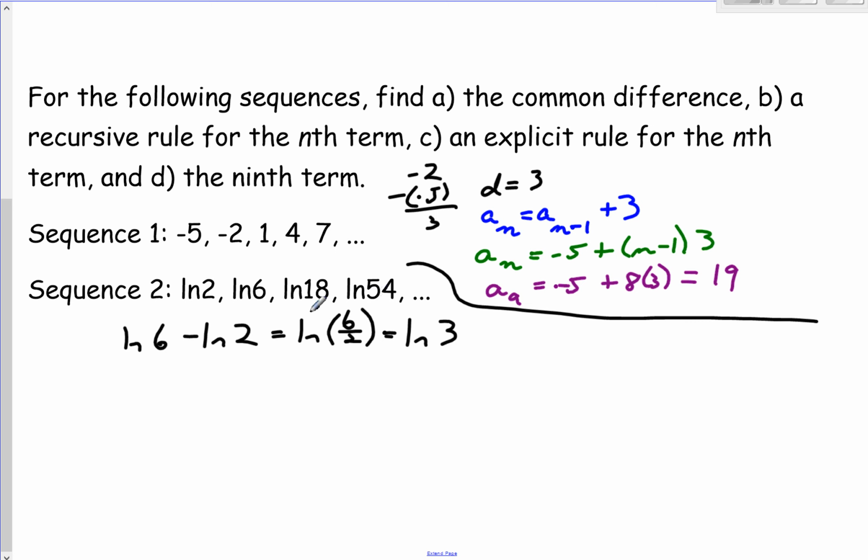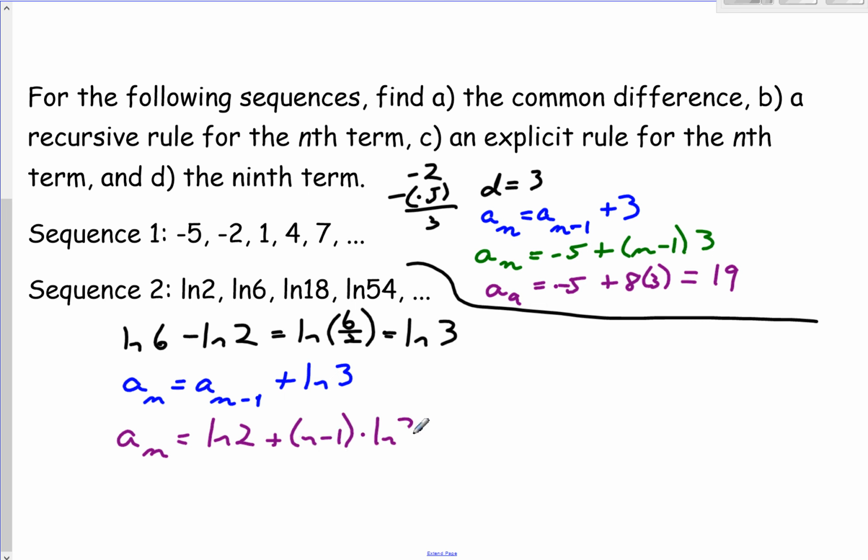And that does work for each term. Because if I do the natural log of 6 plus natural log of 3, another property of logarithms says that would be the natural log of 6 times 3, which is the natural log of 18. So now that I know that, recursively, each term is the previous term plus the natural log of 3. Explicitly, each term would be my first term, natural log of 2, plus n minus 1 times the natural log of 3.